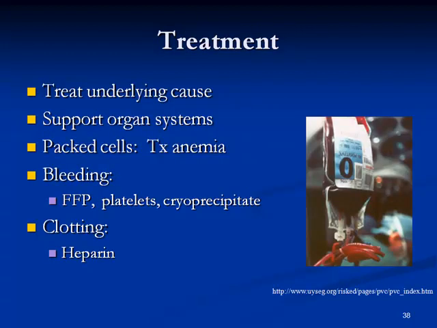So the treatment is to treat the underlying cause, to try to get that managed as best as possible. And then whatever kind of organ support the patient needs, usually a ventilator, maybe a cardiac balloon pump, aortic balloon pump, whatever it is, dialysis, whatever they need to support their organs. We can give packed red blood cells to treat anemia because they're bleeding, and then fresh frozen plasma, platelets, cryoprecipitate to replace those clotting factors.